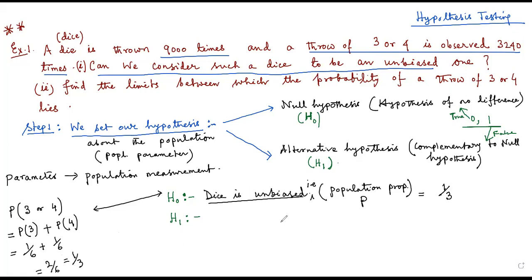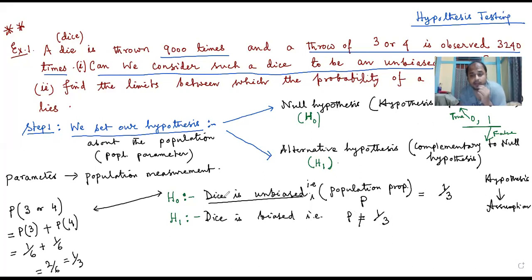That you are assuming. This is your assumption. Remember, hypothesis literally is also known as assumption. Statistically, we call it hypothesis. Now, since the alternative hypothesis is complementary to the null hypothesis, obviously the complementary event in this case will be that the die is biased. So if in the null hypothesis you are taking the population proportion to be 1/3, in the alternative hypothesis it will not be equal to 1/3. So we are going to write P not equal to 1/3.